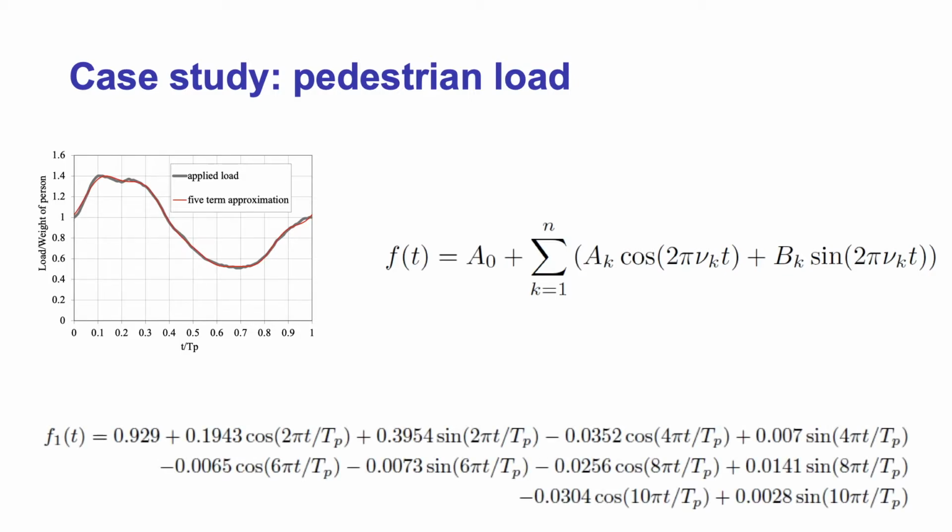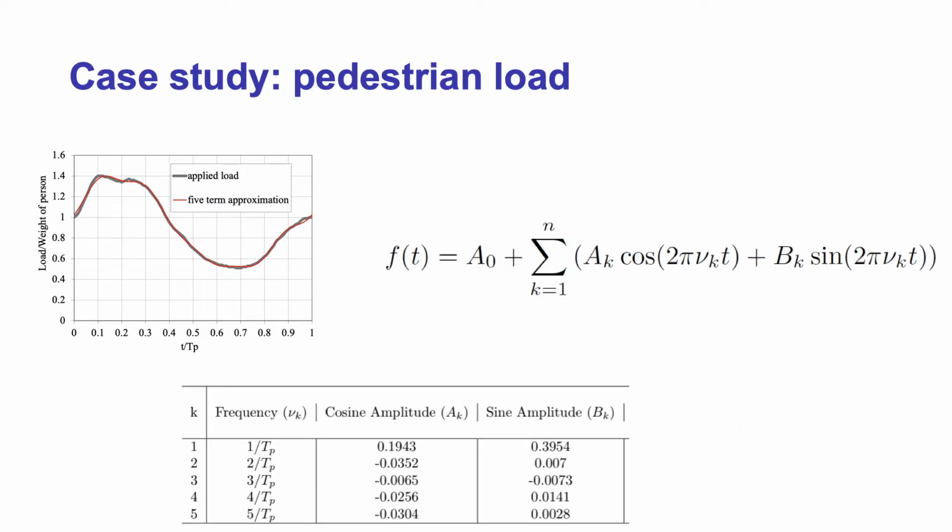Moreover, we can organize this information in a tabular form where the first column k is the harmonic ordinal, the second column the frequency, the third column the amplitude of the cosine part, a sub k, and the fourth column the amplitude of the sine component, b sub k.